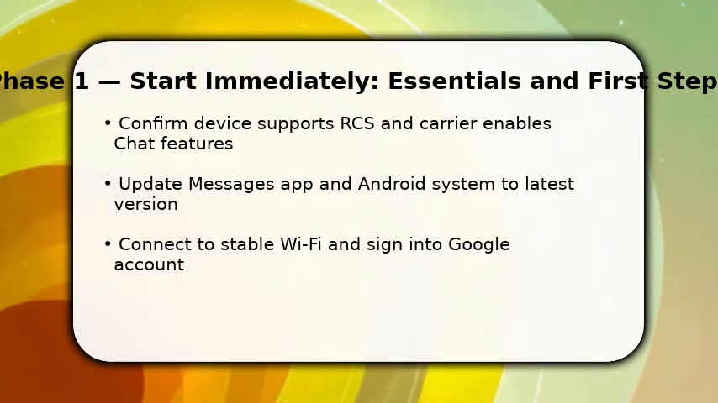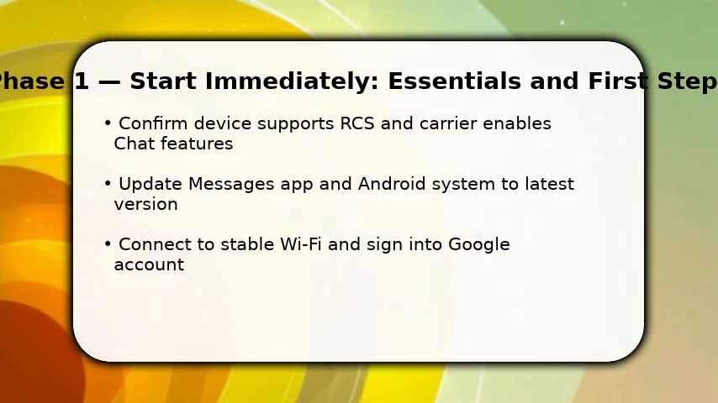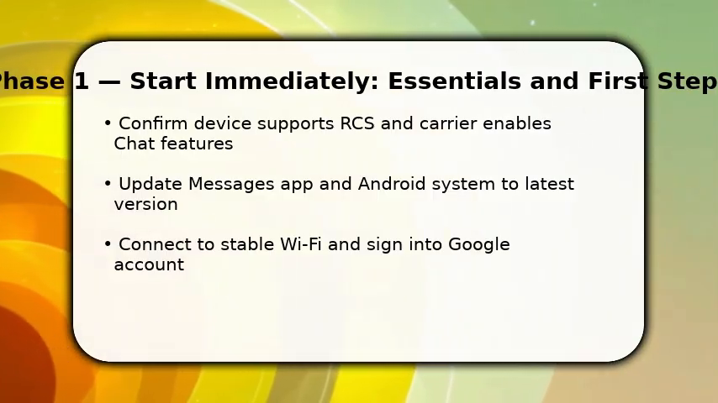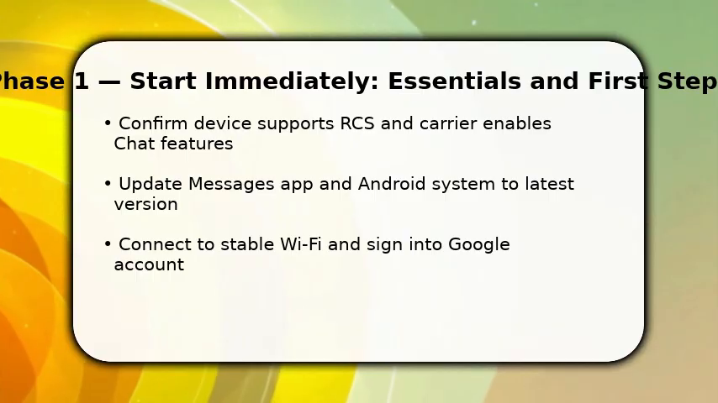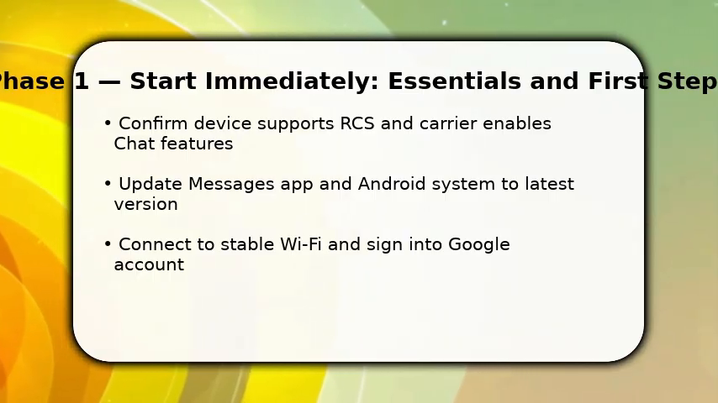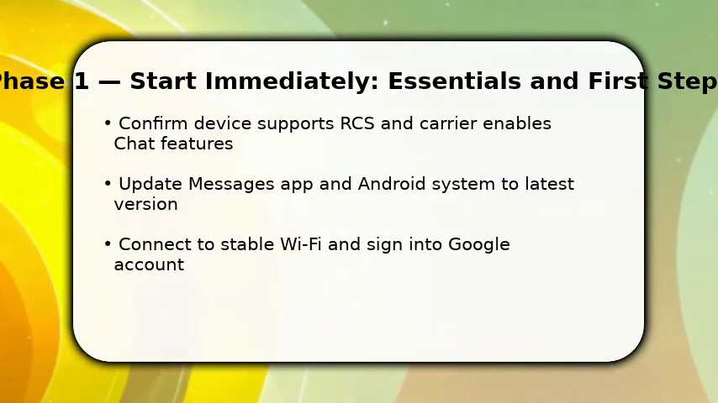You need the essentials first: a compatible Android phone, carrier RCS support, and the latest Messages app. Once done, open Messages and sign into your Google account so settings sync. Next, tap the three dots, choose Settings, then Chat Features. You're starting the activation flow.